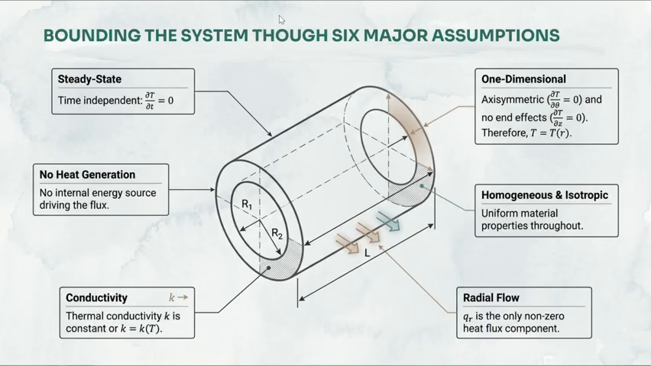To simplify the analysis, we have made some assumptions. First one is steady state conditions, meaning the temperature does not change with time. Other one is there is no heat generation. Third one is heat transfer is only in the radial direction. The other one is material properties are either constant or vary in a known way. These assumptions allow us to reduce the problem to a manageable mathematical form. And moving on.